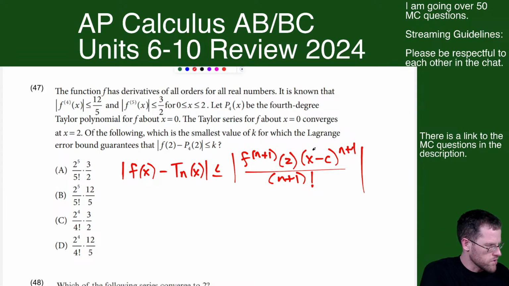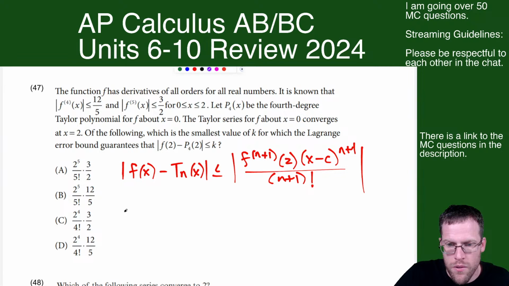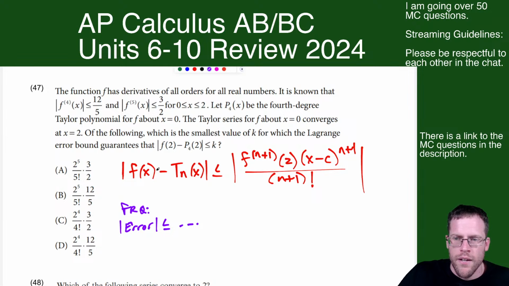I should be checking my answers to these as I go, but I'm not; I'm confident in these answers here. But people in the chat, if you ever see something, let me know. It's a long process, but I'll show you how to break this down. If you're writing this in the FRQ, just say the absolute value of the error is less than or equal to, and then the bound. Just don't risk writing more than that.